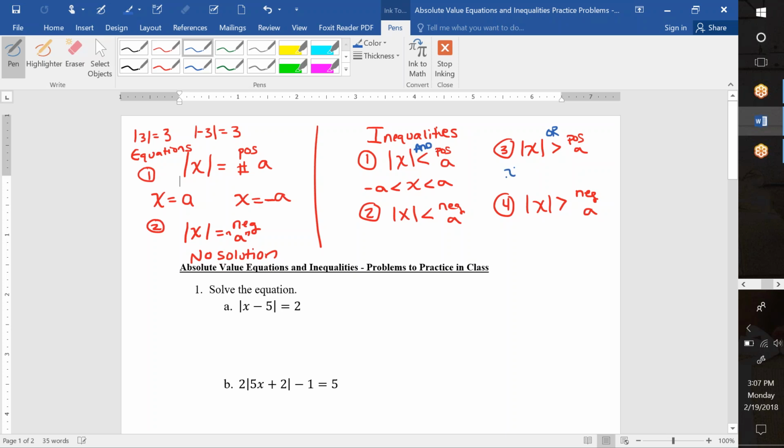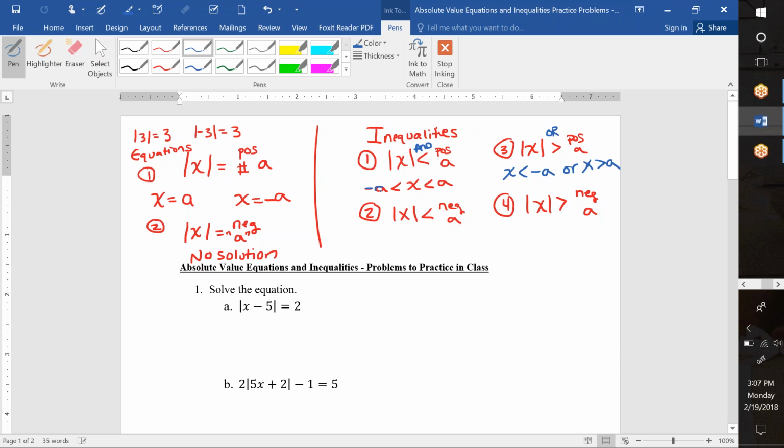Whatever your inside is, it could be x, it could be 5x minus 3. That argument inside is going to head towards negative infinity, which means we let it be less than the negative of our number, or it's going to be heading towards positive infinity, which would be greater than the positive of that number. So notice two very different setups depending on which one you're looking at.